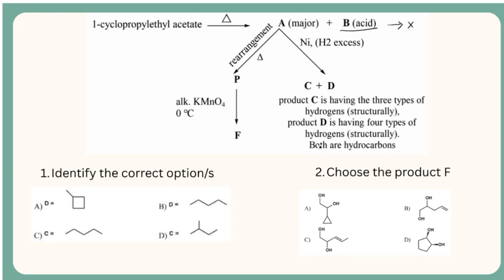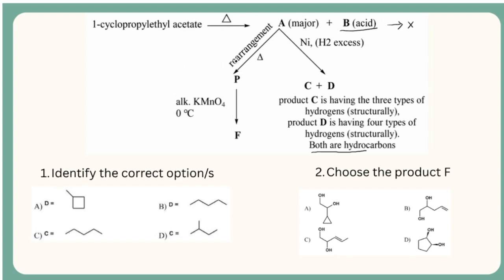From the information given here, you know that they are hydrocarbons and they are isomers, because product C has three types of hydrogens and product D has four types of hydrogens. That means they are structural isomers. With the help of this much information, you can solve the first question.